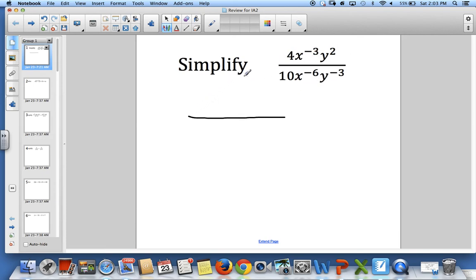So the top 4 has a positive exponent, so I write it on top. X to the negative third becomes x to the positive third on the bottom. Y to the second stays on top. 10 is a positive exponent, stays on the bottom. A negative exponent moves from the bottom to the top, so that becomes x to the sixth up here. Negative exponent here moves up top, so y to the third. And now there's no negative exponent, so I'm ready to put my answer in here.